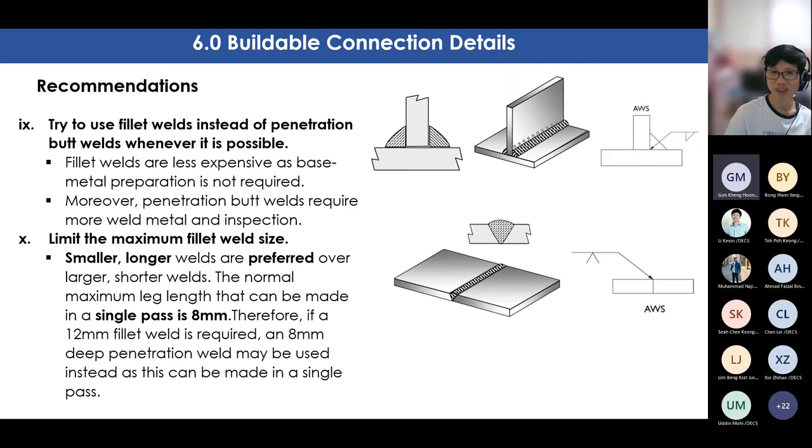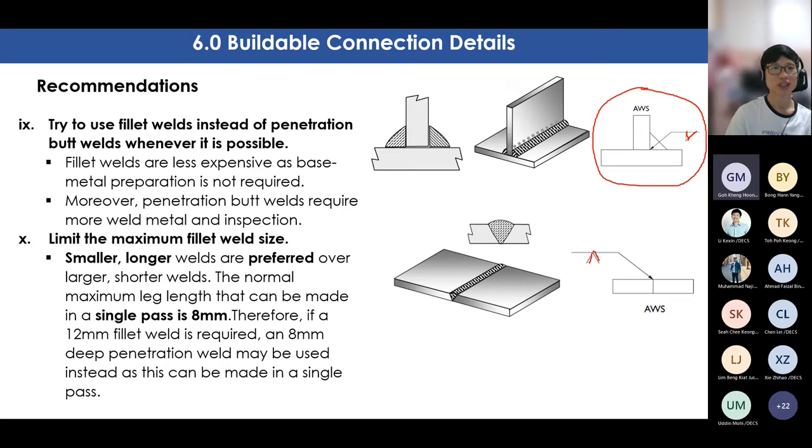You have two perpendicular pieces together, and you can weld both sides. So this is a fillet weld. I also put in how the drawing looks for the fillet weld. The fillet weld shape will be like that. This is the fillet weld, and the butt weld is like that. This is the symbol in the drawing.